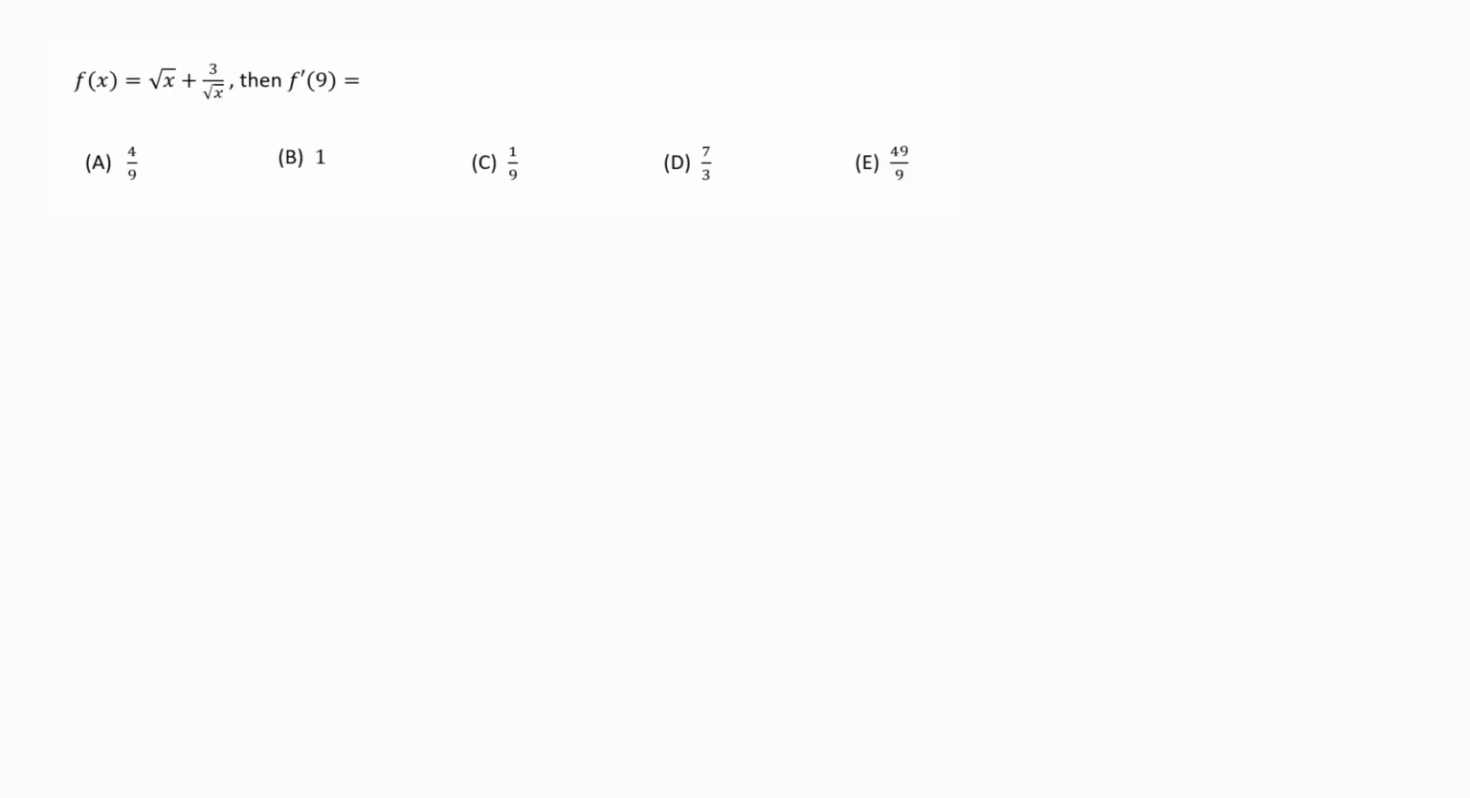What we have here is a pretty straightforward derivative problem. They want us to take this equation, f of x equals the square root of x plus 3 over the square root of x, and find the derivative at this specific x value. They want us to find f prime of 9. So we're going to start off by finding our derivative, and at the end of that process, we'll plug in 9 everywhere we see an x.